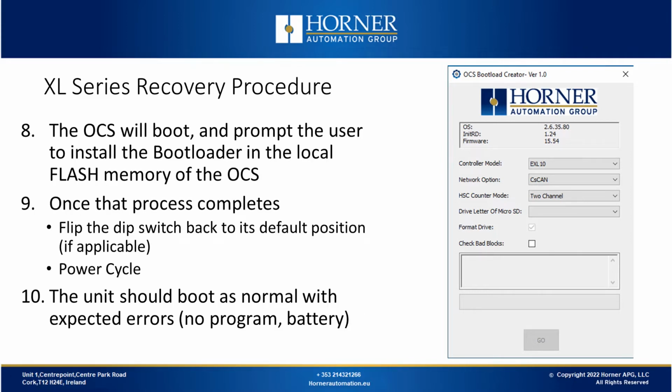Next, the OCS is going to boot, and remember before it wasn't booting. Then it's going to prompt you to install the bootloader in the local flash memory of the OCS, and then once that process completes, if it was a dip switch that we used to boot from microSD, we'll flip it back to its default position and then we'll complete a power cycle. And then once we do that, we should see a normal boot with some expected errors because we don't have a program installed and because we had an abnormal power down causing a battery type message, but it's not a real battery failure. At that point, we're fully recovered.